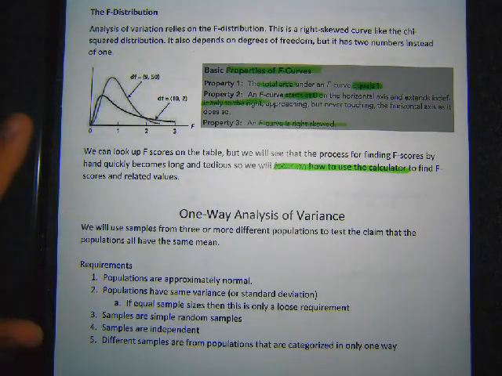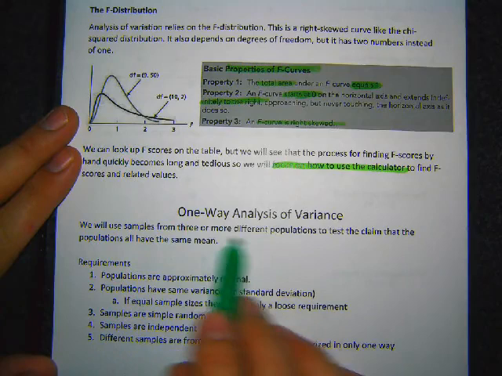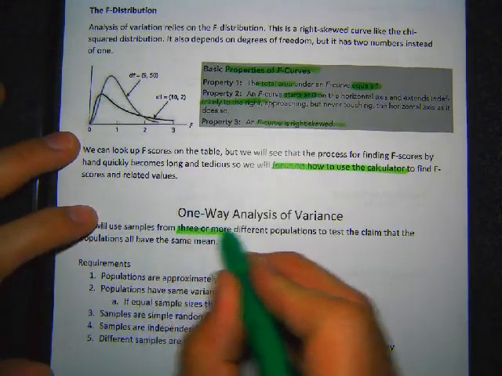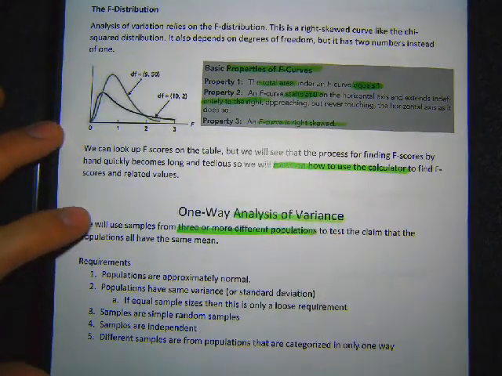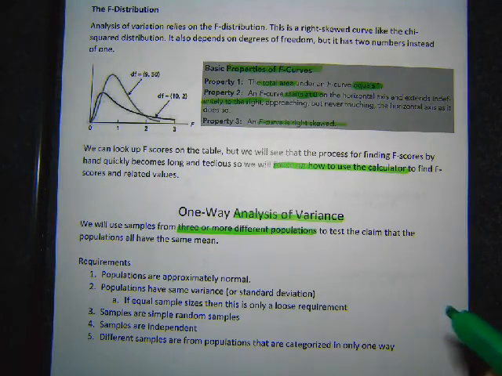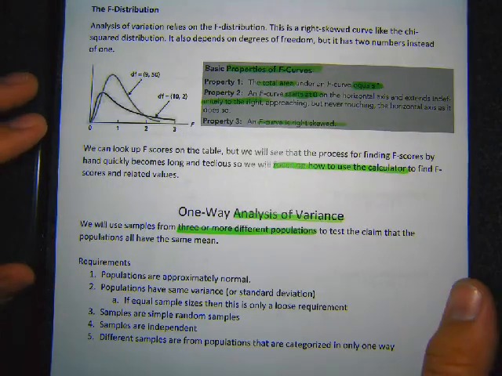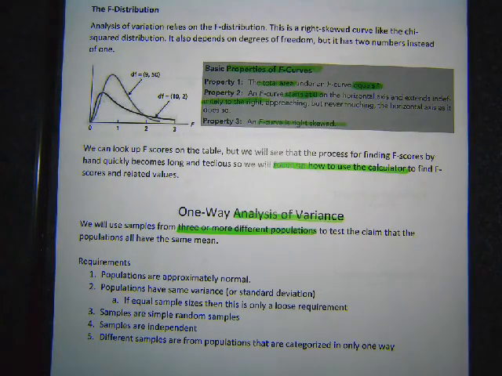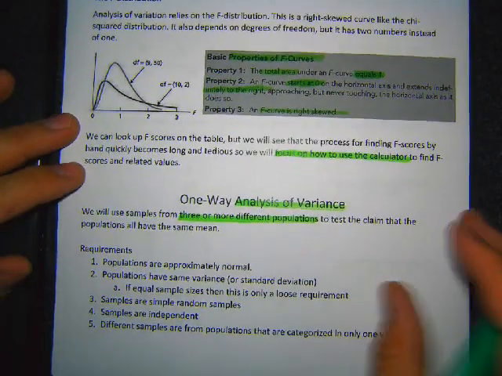When you're doing one-way analysis of variance, we use samples from 3 or more different populations. That's the nice thing: right away, when you have more than 2 sets of data, if you have 3 or more sets of data, you're doing ANOVA, and you just know what you're doing because of how many sets of data you have.